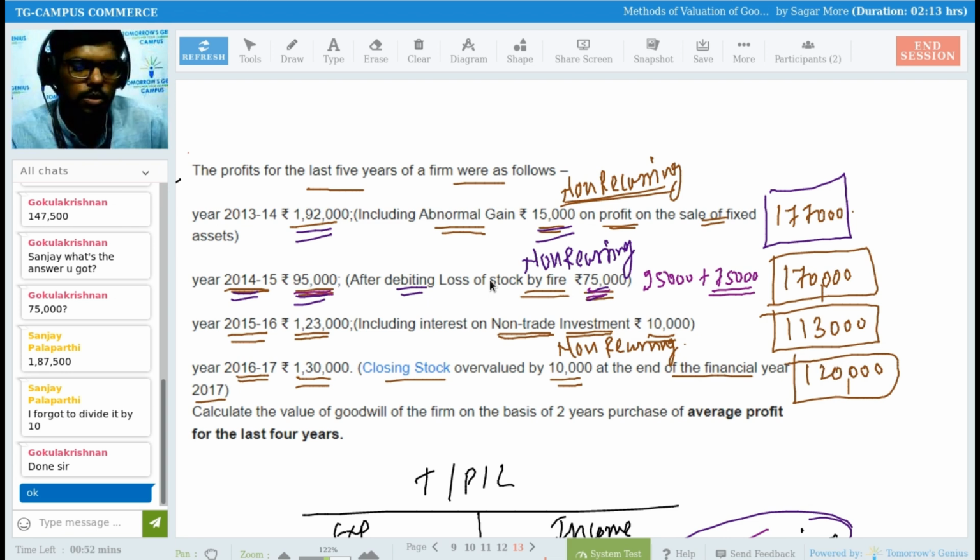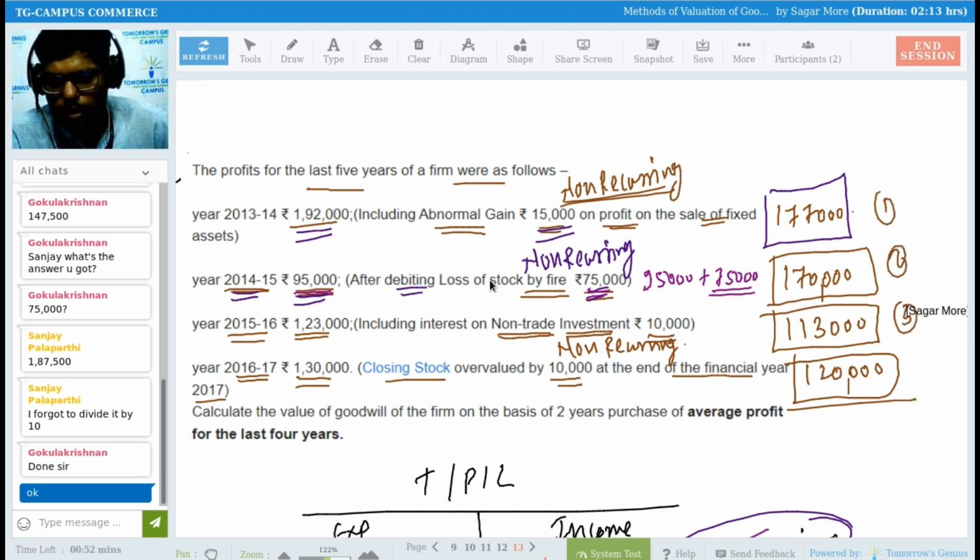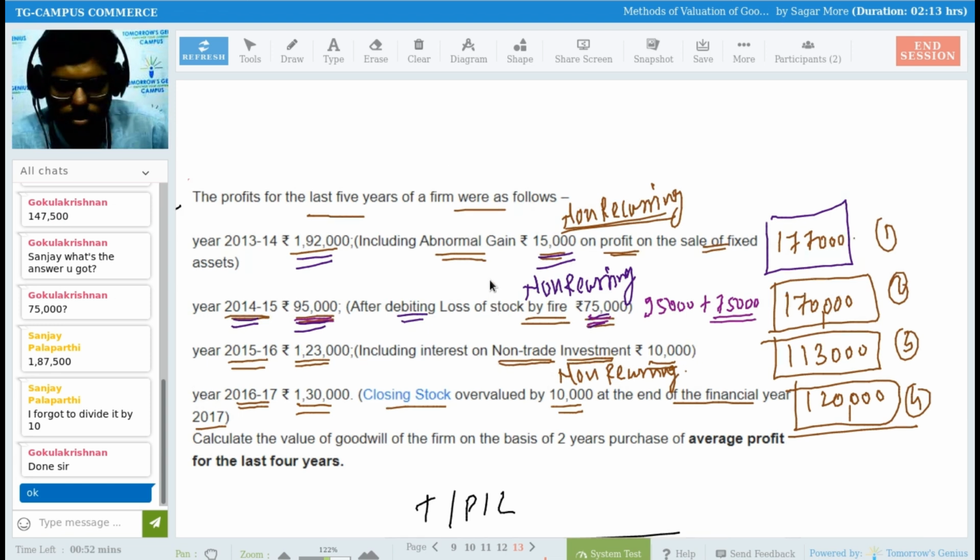Yes. So I'm getting correct profits now. All this correct profit I need to add. Add this. Let me know the total. 1, 2, 3, 4, four years of correct profit. What is the correct adjusted profit? Do the calculation. So 5,80,000. Okay, 5,80,000 divided by 4.